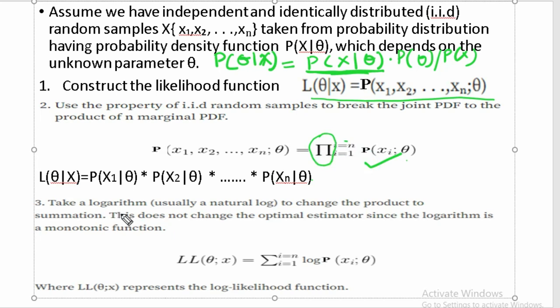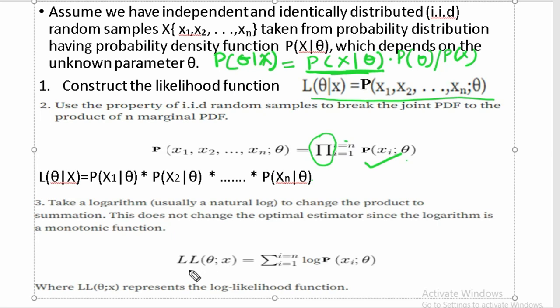And we know that multiplication is very difficult to perform and a very tedious process. So what we can do here is we take a log, usually natural log, to change the product to summation, and this does not change the optimal estimator since logarithm is a monotonic function. So we can write that as L x given theta. In some textbooks it will be written as the bar, and in some textbooks it will be written as a semicolon. So it's the same thing. Whichever way you want to write, you can write.